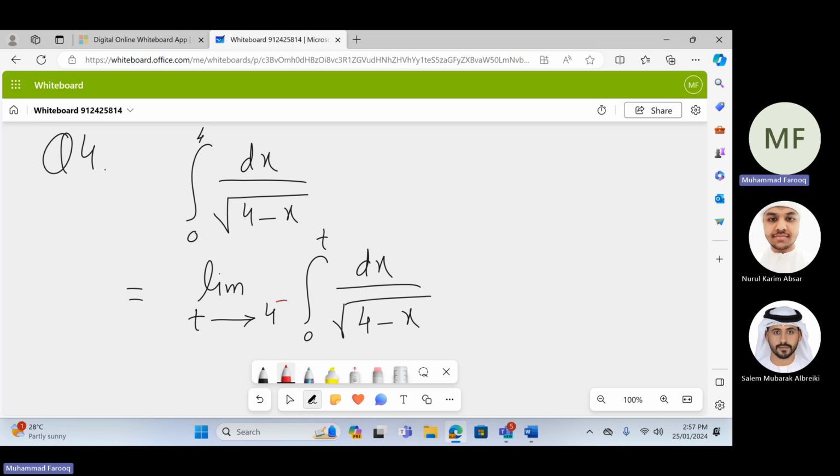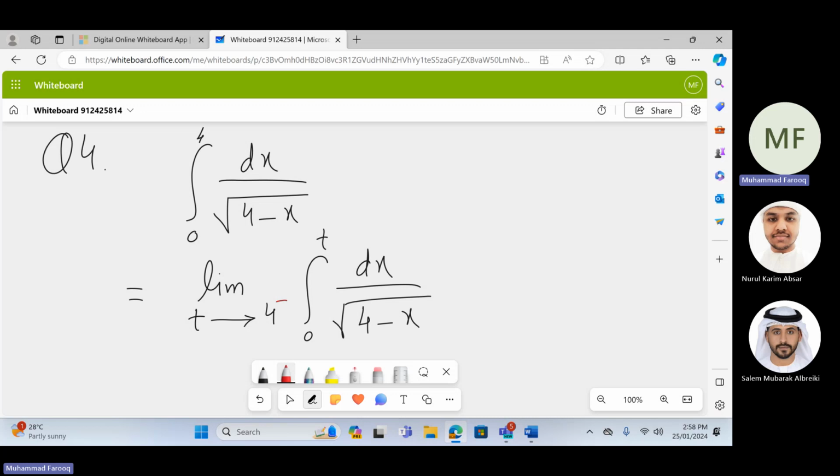The left. How do we know it is from the left side? Because the values are 0 to 4, and all values are less than 4: 0, 1, 1.5, 2, 3.5, 3.9, 3.9999. All values are less than 4. It means we are approaching from which side? This is very important. If you do not mention this direction, you lose 0.5, please.